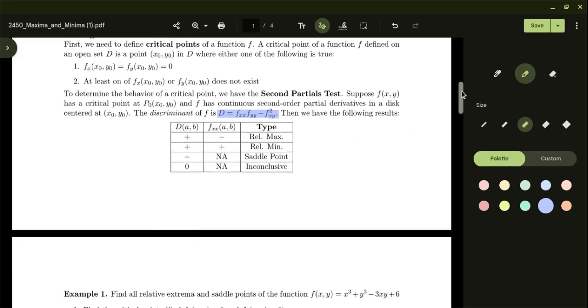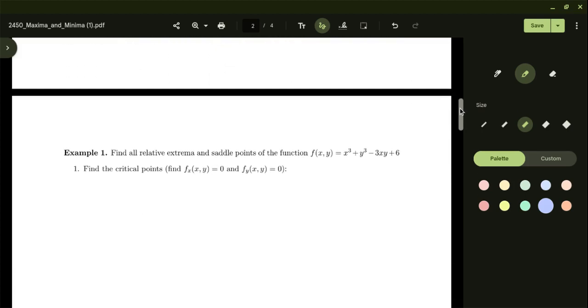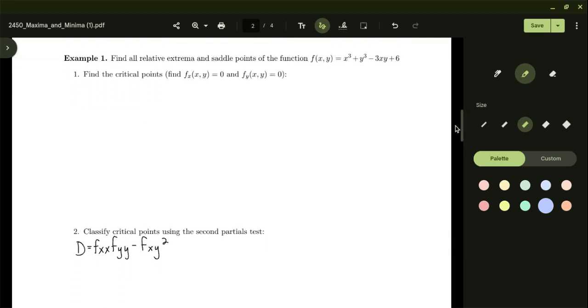Let's go ahead and practice using these steps to find relative extrema. In our first example, we are asked to find all relative extrema and saddle points of the function f of x, y equals x cubed plus y cubed minus 3xy plus 6. The first step, remember, is finding all of the critical points of our function f. To do so, we need to find the partial derivatives of f with respect to x and with respect to y, and then set those equal to 0.